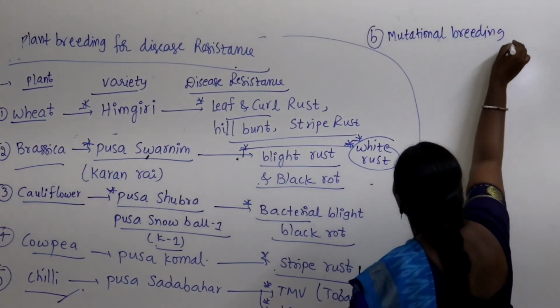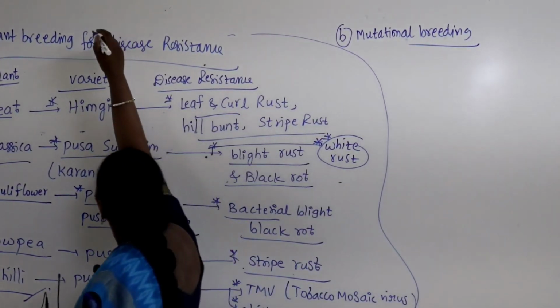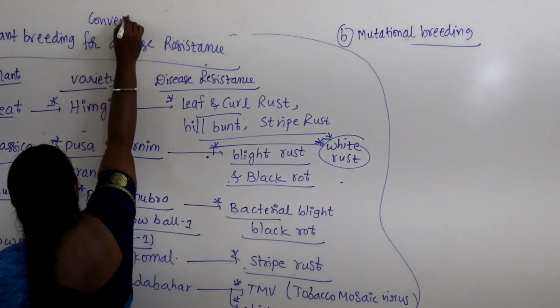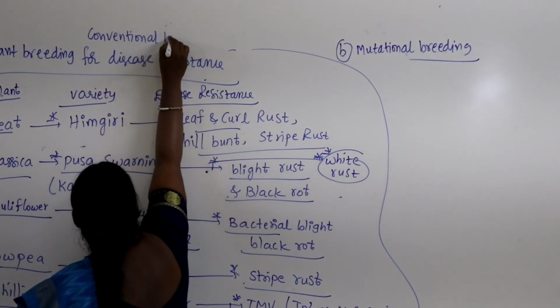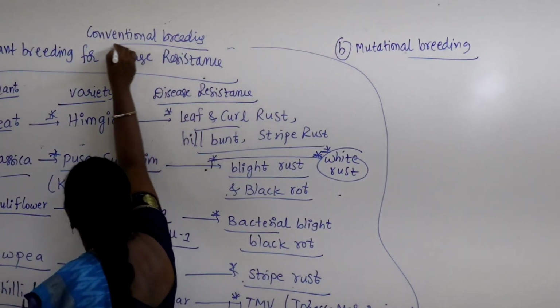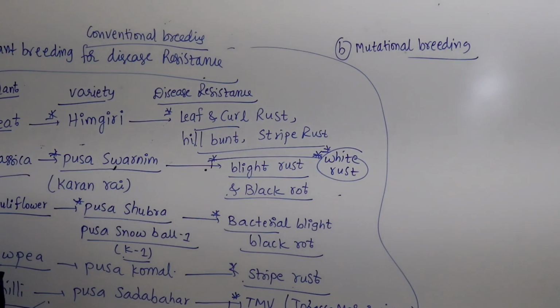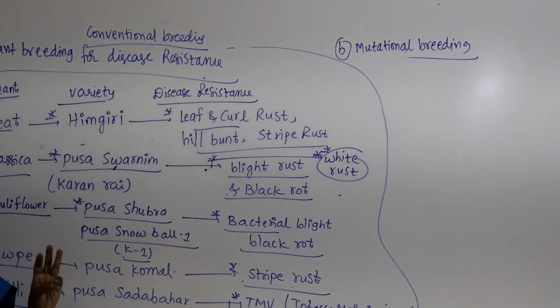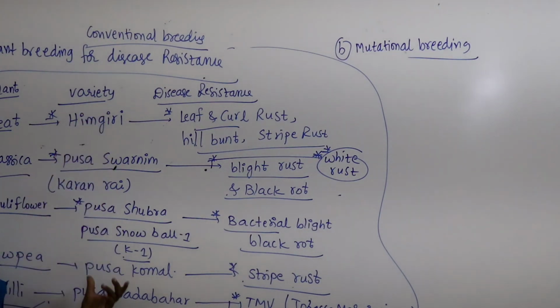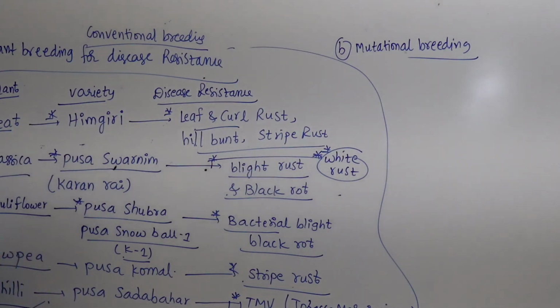Mutational breeding. So these are the examples for what? These are examples for conventional breeding. So these all are the varieties which are created by the process called as what? Conventional breeding. Conventional breeding means selection, hybridization. These all are the varieties that have been produced.